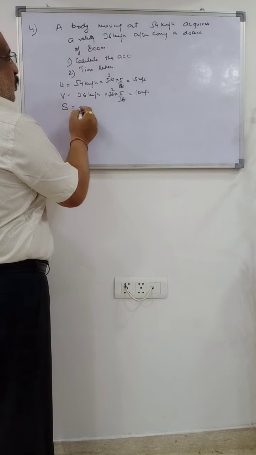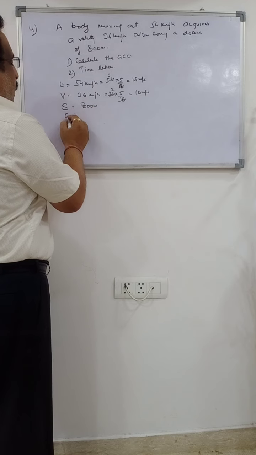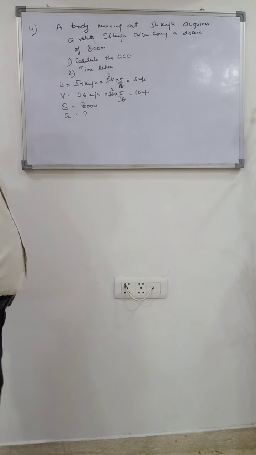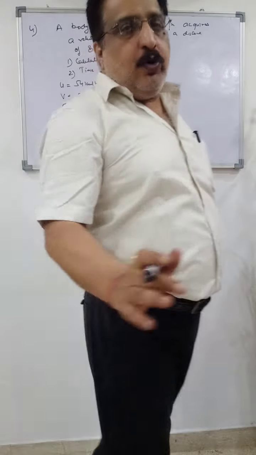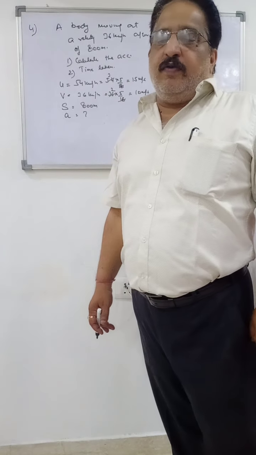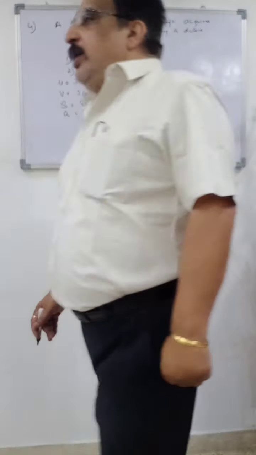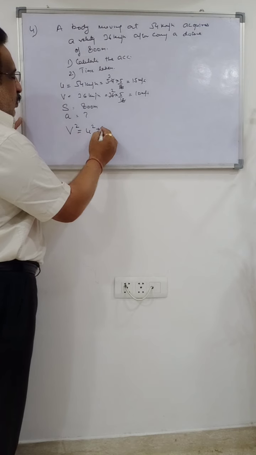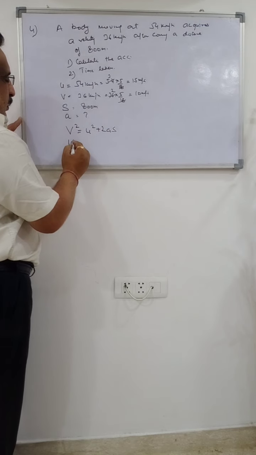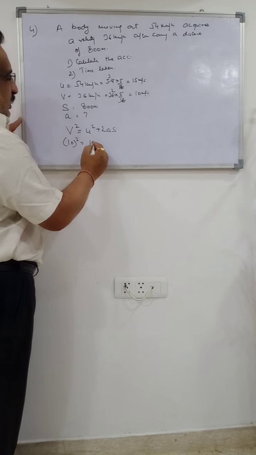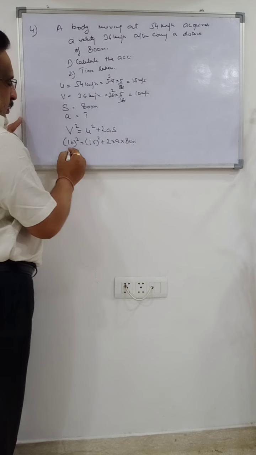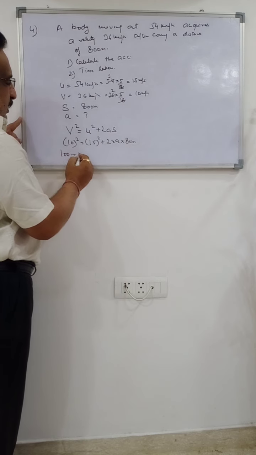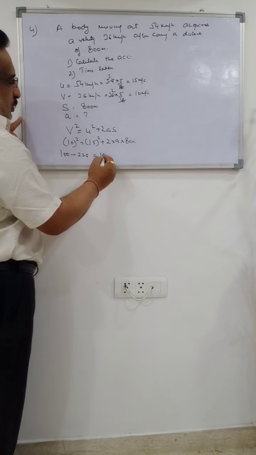Now you got anything else? Distance S is given to you, that is 800 meters. You have to calculate A. Now tell me which equation will you be using? U is given to you, V is given to you, A you have to calculate, S is given to you. You will definitely use the equation V square is equal to U square plus 2AS. So V square is equal to U square plus 2AS. 10 square is equal to 15 का square plus 2 into A into 800. 10 का square बेटा 100 minus 225 is equal to 1600A.